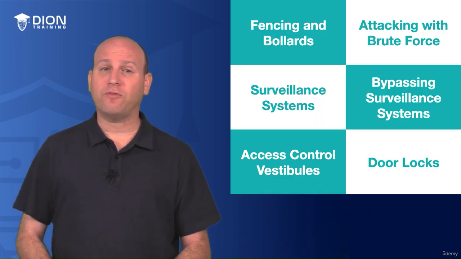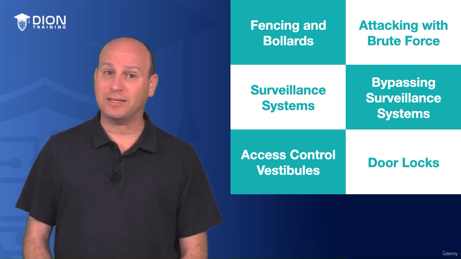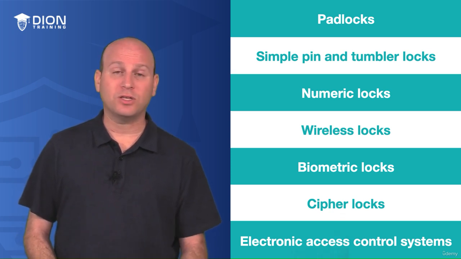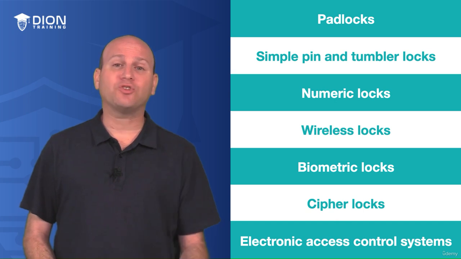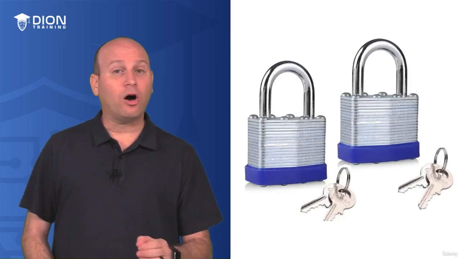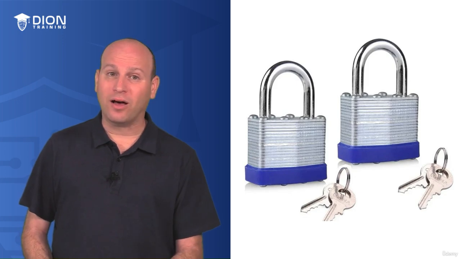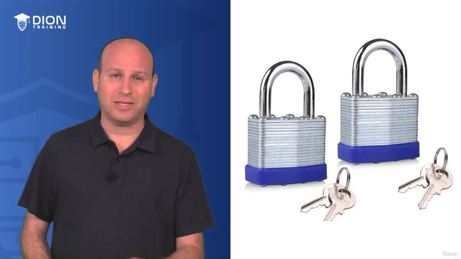Next, we'll take a look at various types of door locks that you may choose from when developing your physical security mitigation plans. These various locks include things like padlocks, simple pin and tumbler locks, numeric locks, wireless locks, biometric locks, cipher locks, electronic access systems, and more. I'll also demonstrate how easy it is to pick a pin and tumbler lock based on a lock like a padlock, so you can see just how quickly these simplified access controls can be defeated by a skilled attacker.